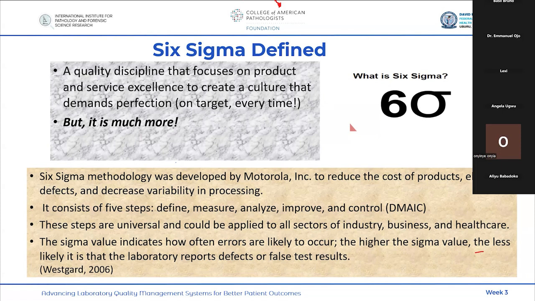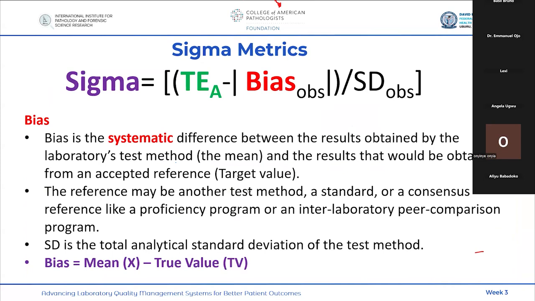The methodology was developed by Motorola to reduce the cost of products and eliminate defects, and of course, it has 5 steps: define, measure, analyze, improve, and control. I think in previous sessions we talked about this before. So the sigma value indicates how often errors are likely to occur. The higher the sigma value, the less likely it is that the lab reports defects or false test results. What it also means is that a lesser number of rules will be applied to the laboratory.